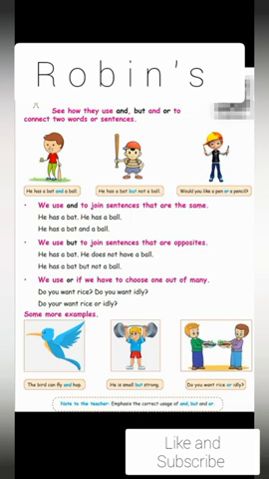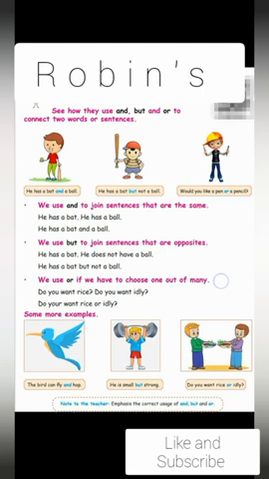Today our topic is conjunction. What is meant by conjunction? Conjunction is a word that joins a sentence together, or a group of words together. Here in your syllabus, we only have three conjunctions: and, but, or.